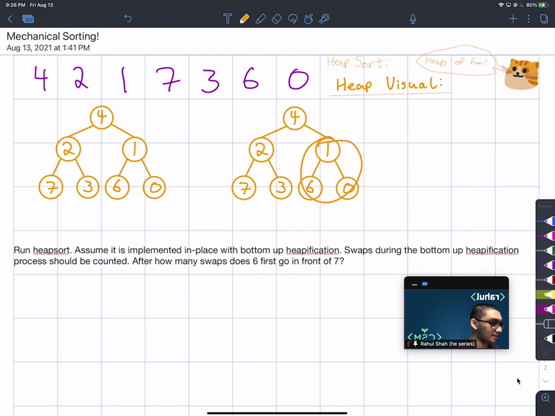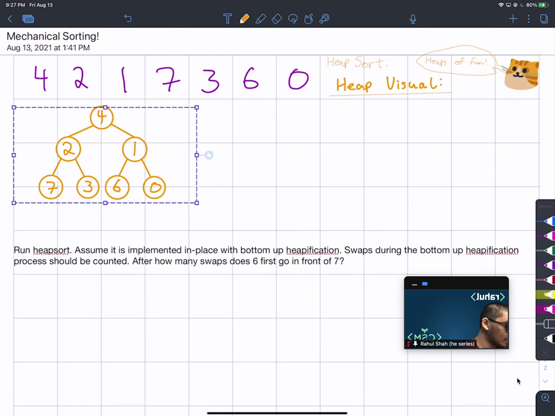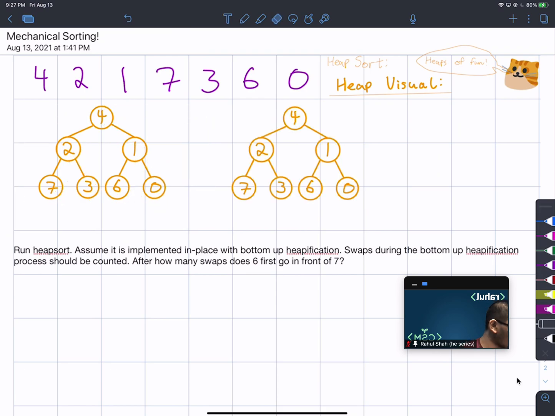And in this subheap, remember, it's a max heap. For heap sort, we always want to use a max heap. This node needs to be greater than both of its children. But while it is greater than 0, it's not greater than 6. So we are going to have to swap 1 and 6. And this is actually going to be our first swap. So I'll initialize my swap count to be equal to 1.